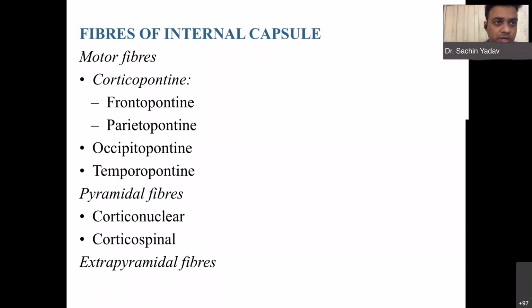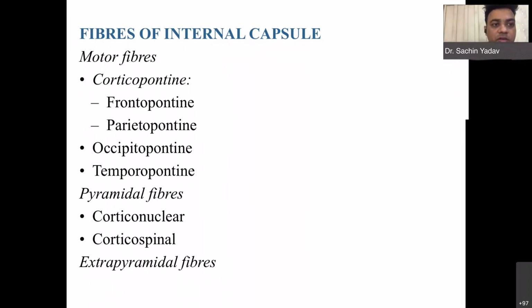Okay, so corticopontine and occipitopontine fibers are passing through those cerebral crus. Okay, and the intermediate portion of that cerebral crus is transmitting the corticobulbar and corticospinal fibers. Okay, so all these fibers, that is corticopontine, occipitopontine, and temporopontine, all these are passing through the cerebral crus before they are entering into the internal capsule.